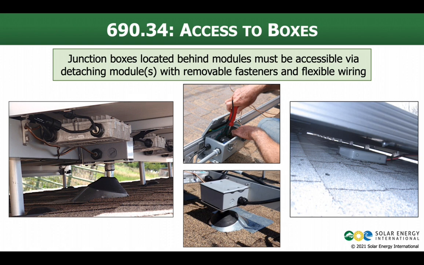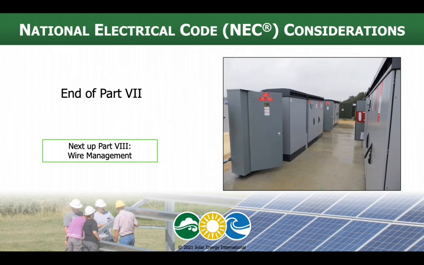So here are some examples. We've got a pass-through box here. Here's another one. This is the enclosure that's on this system with the microinverters. As long as the wiring running into it is flexible enough and I can remove this module, if it has top-down clips on it, for instance, pull it out of the way, get at the box, we're good to go, allowed by 690.34. Okay, next we'll talk wire management, a big part of PV installation, an important detail we need to pay attention to. Catch you there.